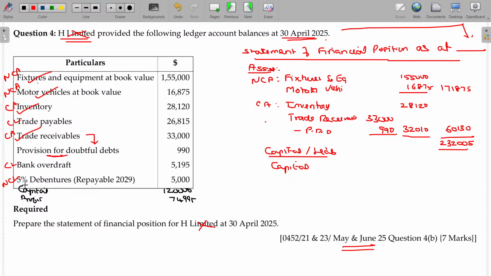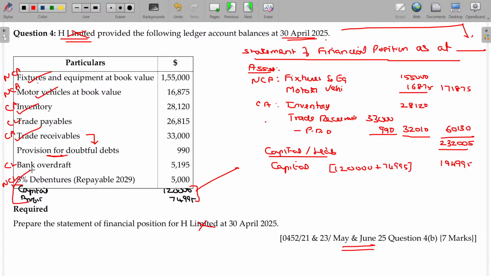In capital, we have 1,20,000, and if there is any profit for the year will be addable, and if there is any drawings should be subtracted. We don't have drawings, so you have to add these two. The total capital in this case being 1,94,995. Added 1,20,000 and the profit for the year 74,995.